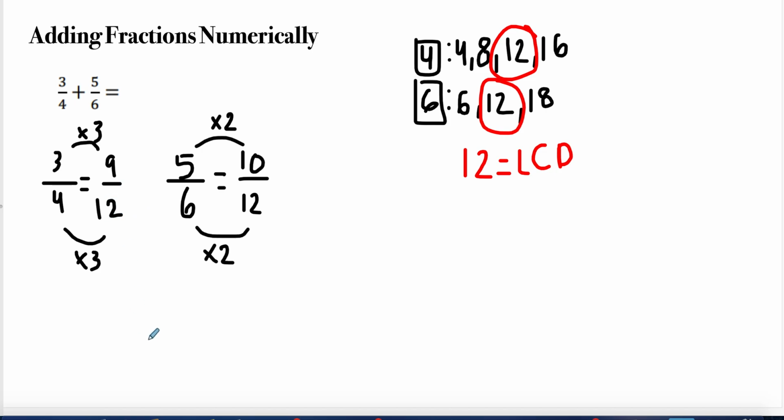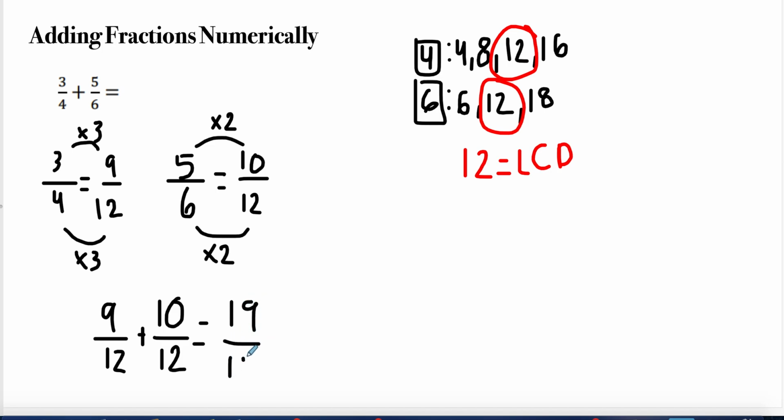So now I'm going to add my 2 equivalent fractions. So instead of 3/4, I'll write 9/12. And instead of 5/6, I can write 10/12. And now I can add because I have the same denominator. So 9/12 plus 10/12 is 19/12.